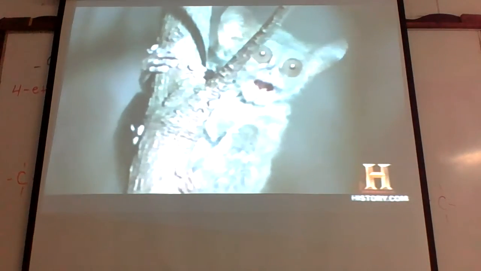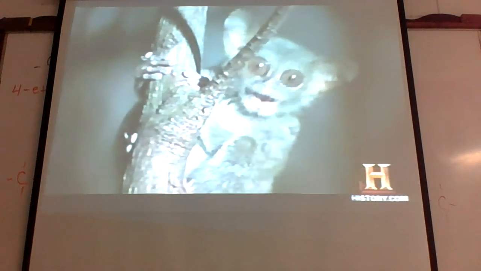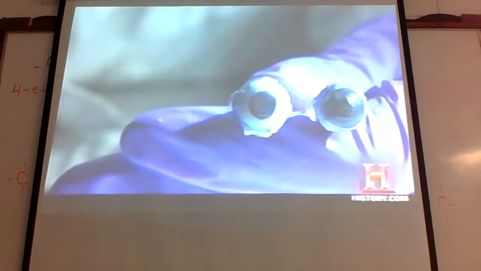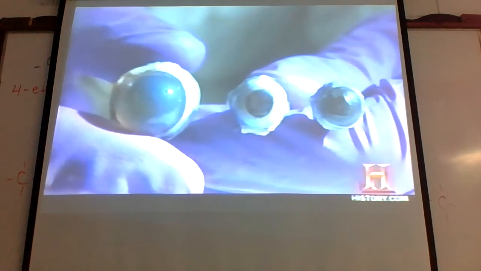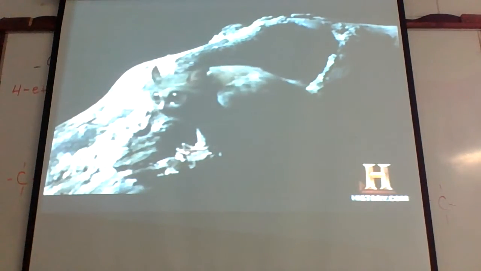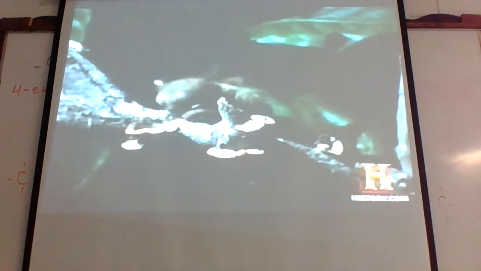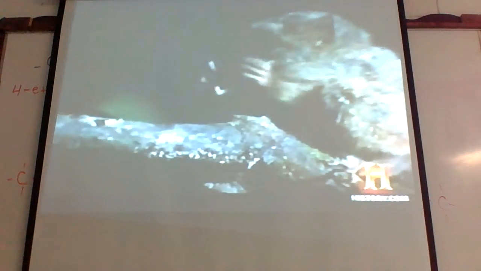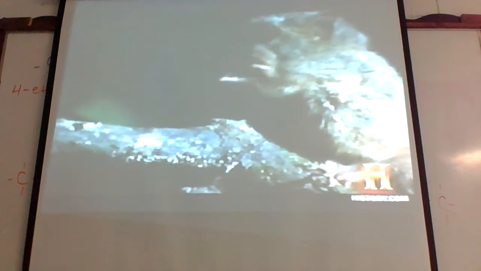Tarsiers are something completely unique. There's nothing else like this in the world of vertebrate eyes. The diameter of the tarsier cornea is almost equal to the diameter of the eyeball. There are 5,400 species of mammals. Relative to size, none have eyes as large as the tarsier.